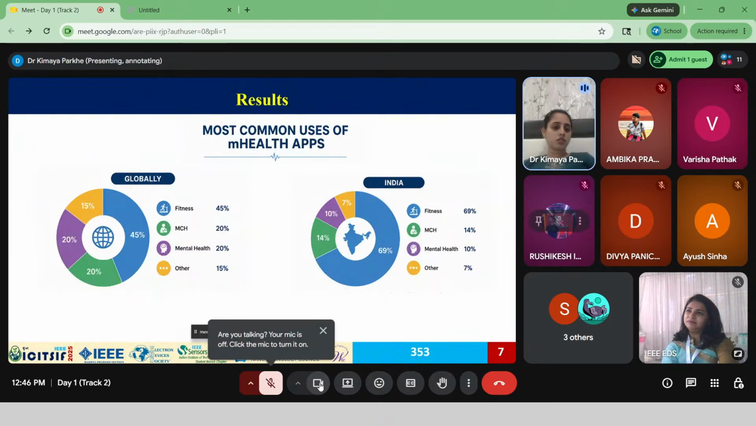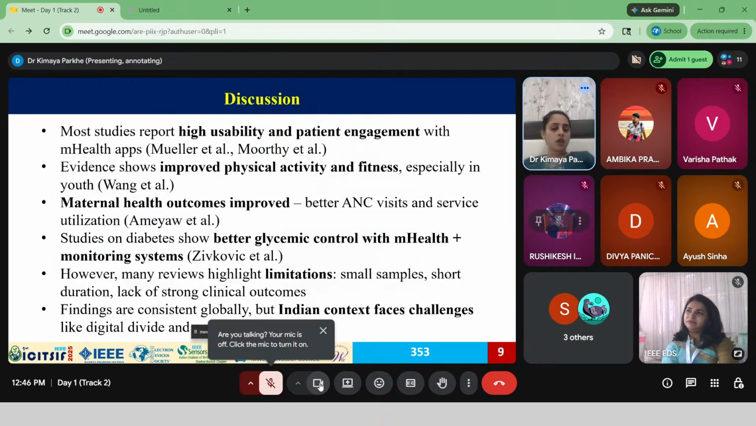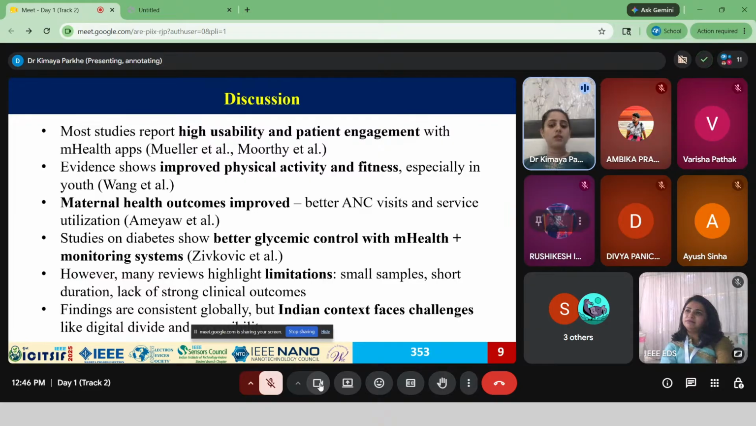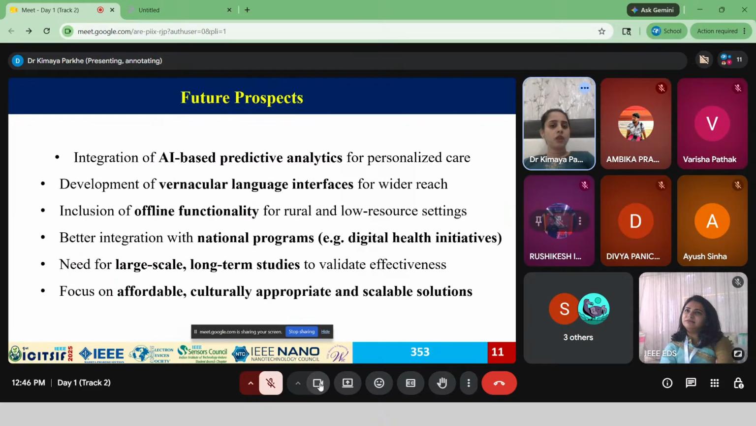This shows the percentage presentation. So for the discussion, many other papers have similar outcomes, but the limitations were small samples and short duration and lack of strong clinical outcomes. And findings are consistent globally, but the Indian context faces a few challenges.